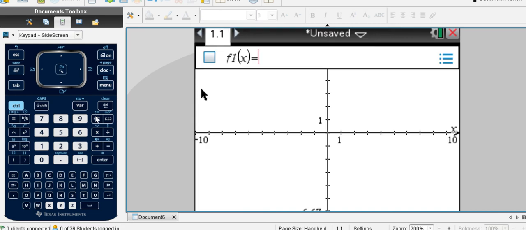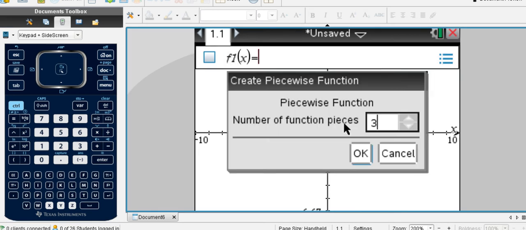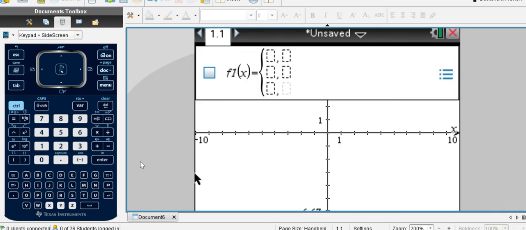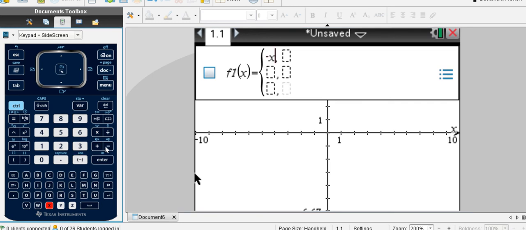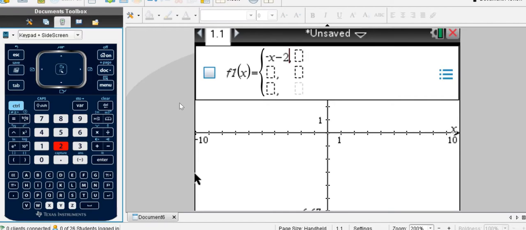And so to get piecewise, it's the button next to 9, and then you look over here, and here's the options. Now we want 3 equations, so I'm going to press that. And it'll ask us, yes, we want 3 pieces. And so the first equation, I believe, was negative x minus 2. And that is true whenever x is less than or equal to negative 2.